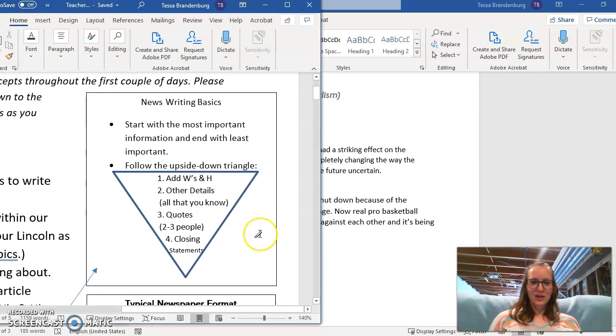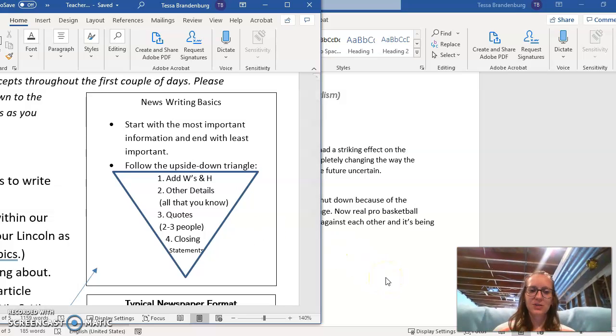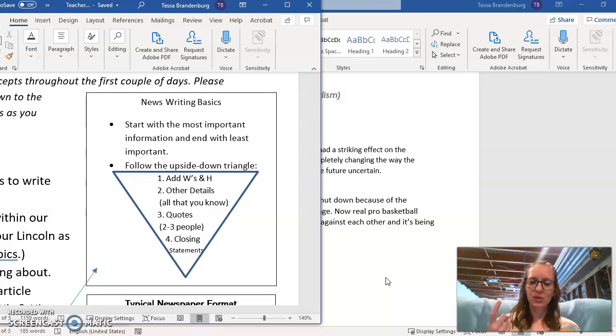Hello! Welcome to the second lesson for writing. Today we're going to take the information that you made, or you wrote, like the who, the what, the when, the where, the why, and we are going to put them into a paragraph.